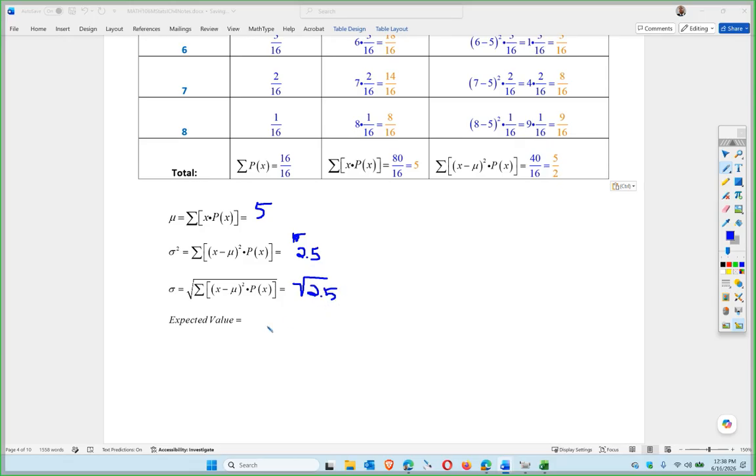So my expected value is 5 for the sum. That's what should happen. What do you mean 5? Well, if I did this all 16 times, it should average out to 5. Sometimes it's more, sometimes it's less, but it's going to average out to 5. That is the expected value of this game. All right, that's the end of this part.